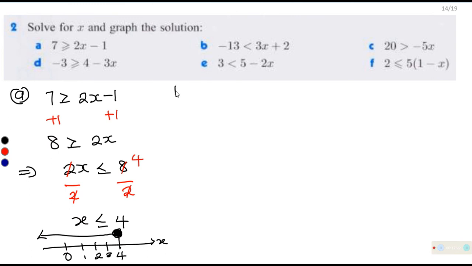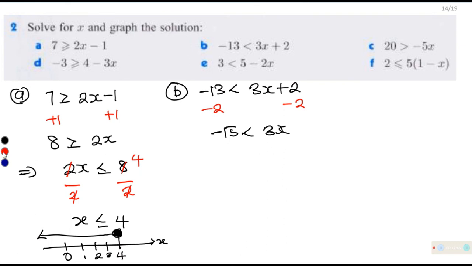So the B part: minus 13 is less than 3x plus 2. We subtract 2 from both sides, and that will give us minus 15 less than 3x. Then if we divide both sides by 3, we have minus 5 less than x, which can be written as x is greater than minus 5.